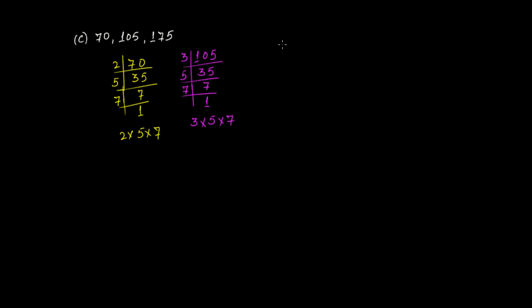Now what about 175? If you divide it by 3, 1 plus 7 is 8, plus 5 is 13. 13 is not divisible by 3, so it will be divided by 5, because the next prime number is 5, and this will be 35, right? So then 5, you have 7 here, and then you have 7 here. Okay, so 5 times 5 times 7, this is the prime factorization of 175.